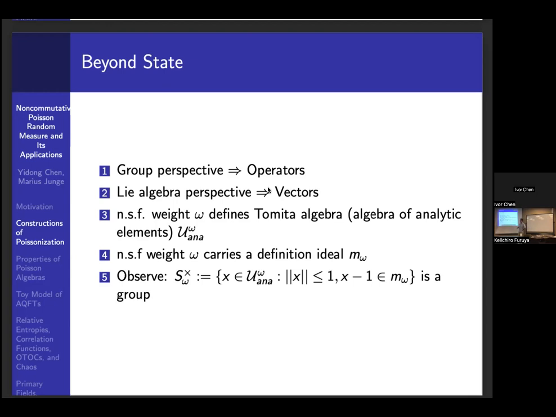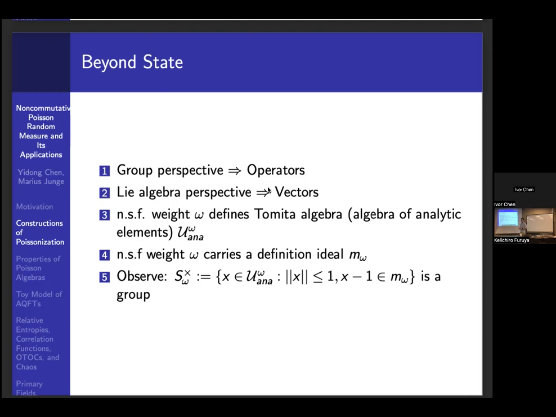I made another mistake here. Let's require x to be invertible. So in this case, this set is actually a group. It's a little observation. That's how you see it. It's actually a group. One is obviously inside this set because one minus one is zero.